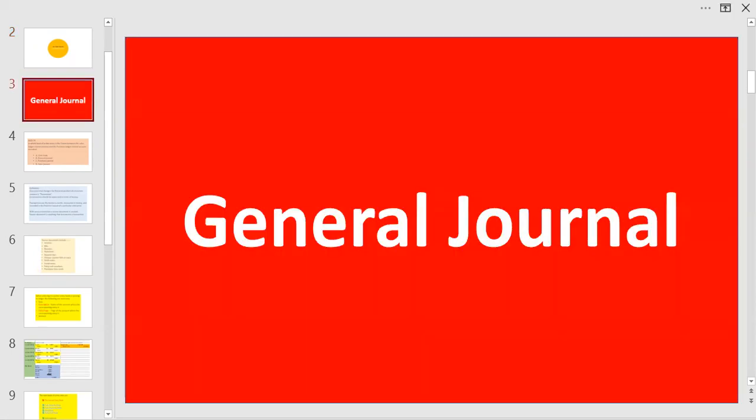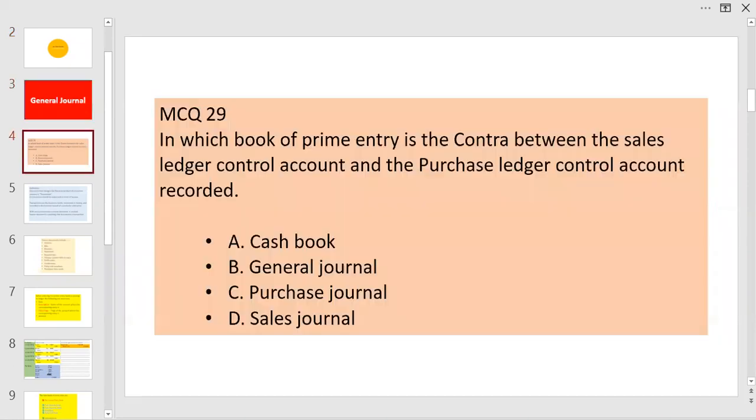Today's subject is General Journal. Let us look at a question first. In which book of prime entry is the contra between the sales ledger account and purchase ledger account recorded? Four options are given: cash book, general journal, purchase journal, sales journal. You have to choose one.